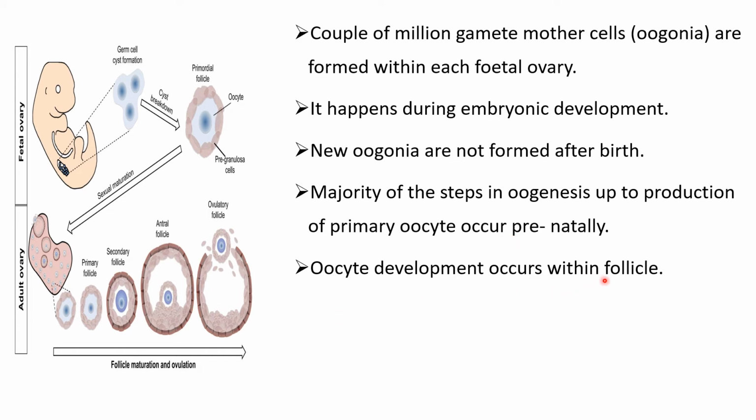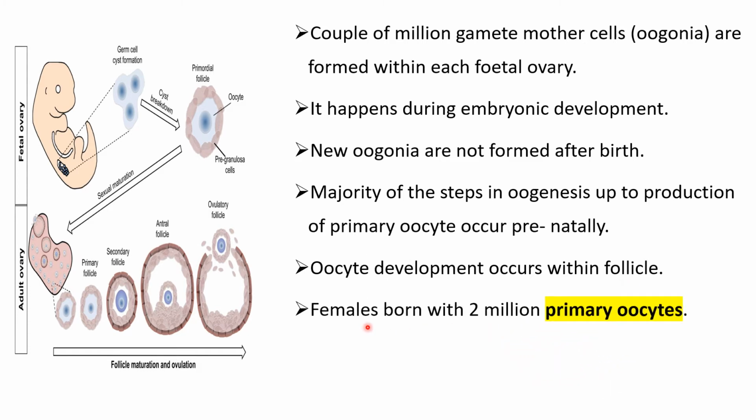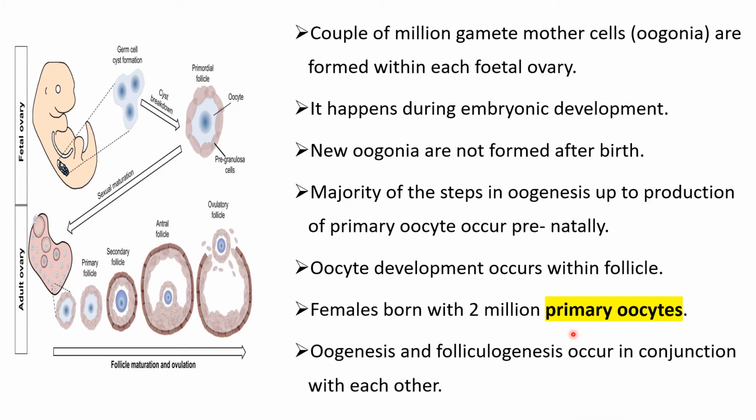Oocyte development occurs within the follicle. There are some granulosa cells from which the follicle is formed. The follicle actually covers the oocyte. The oocyte development takes place inside the follicles. Female babies are born with approximately 2 million primary oocytes. The number of primary oocytes in the ovaries of newborn females is 2 million.